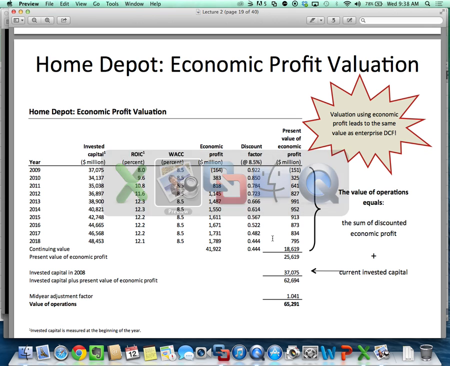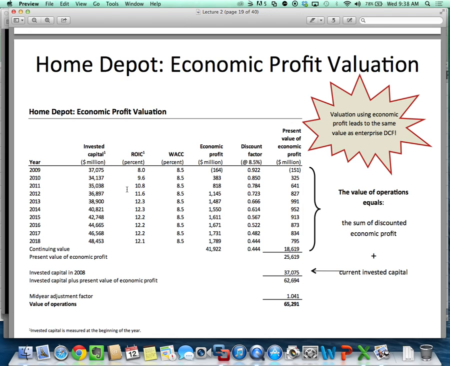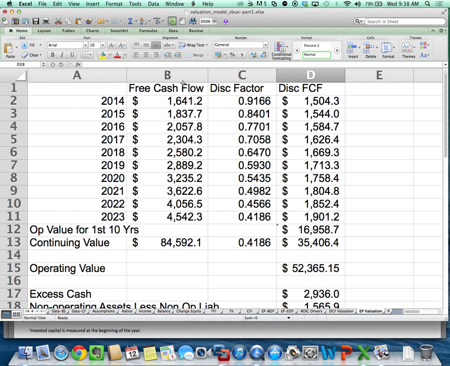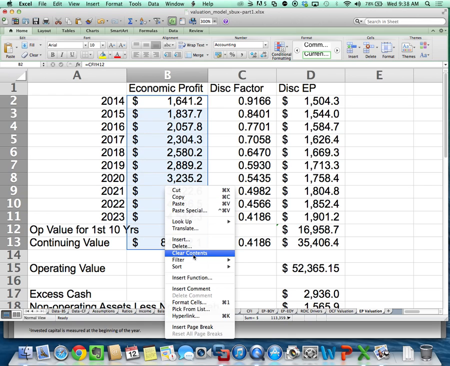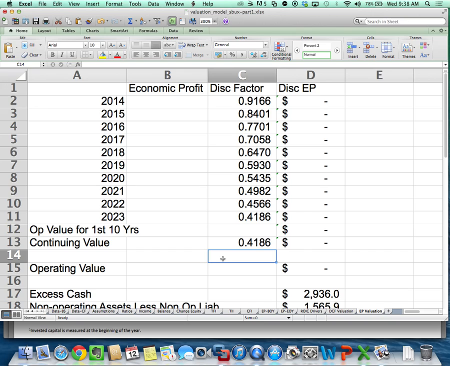What's different about economic profit? One, instead of forecasting free cash flows, McKinsey forecasted economic profits. So that's what I need. Instead of free cash flow, I need economic profit. Instead of discounted free cash flow, I have discounted economic profit. Spell it out for you. So I've got to wipe that out.